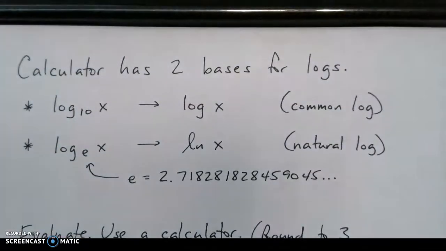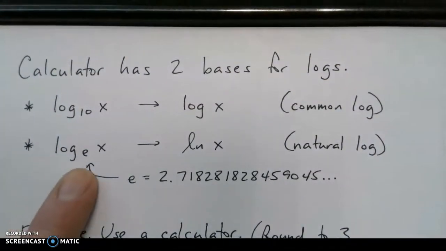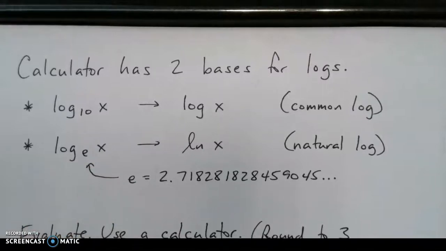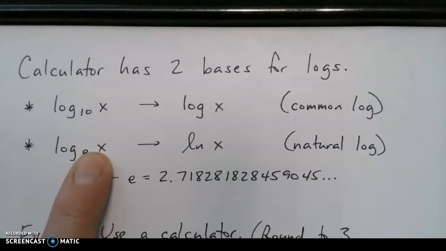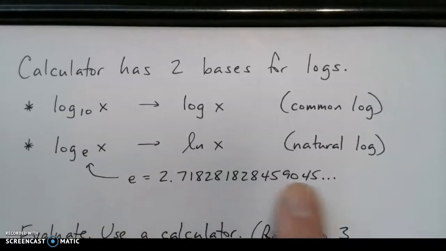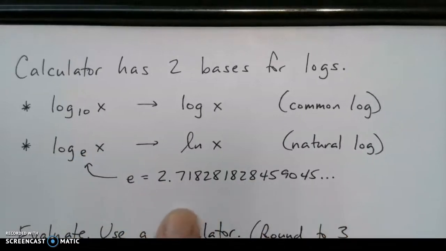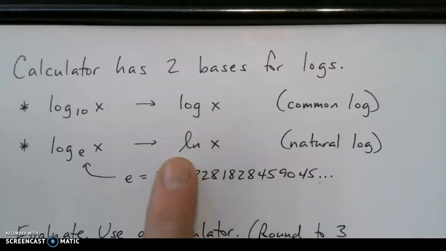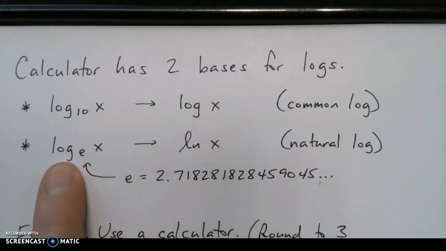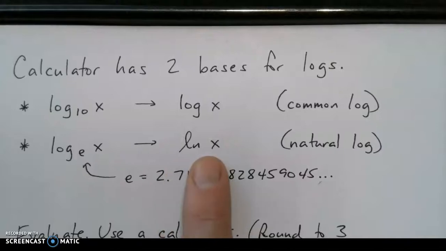The other base that the calculator will use for logarithms is log base e. This number e, log base e of x, where e is the irrational number that never repeats and never terminates. 2.718281828459045, on and on and on. And we call that the natural logarithm. Instead of writing log base e for the natural logarithm, we write ln.